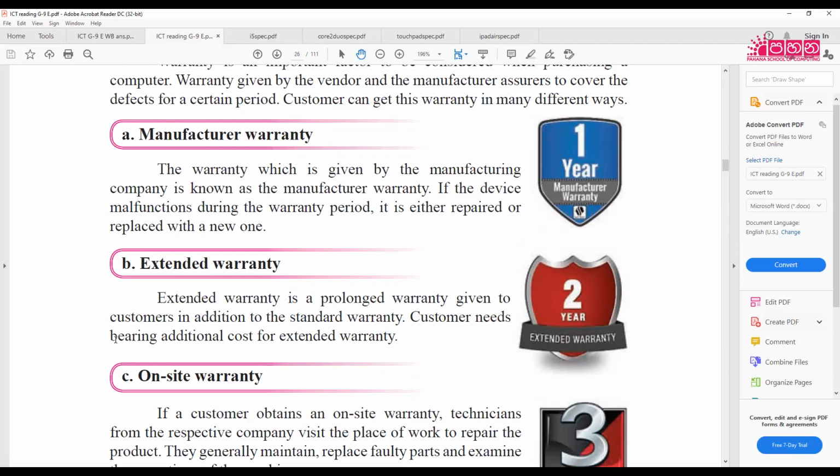Sometimes we say, okay, no questions asked. And then you can have an extended warranty. There will be a usual time period, like a 1 year warranty. Normally we'll say 1 year warranty for parts. Then if you want to extend this, you can purchase what we call an extended warranty, like for 4 years.